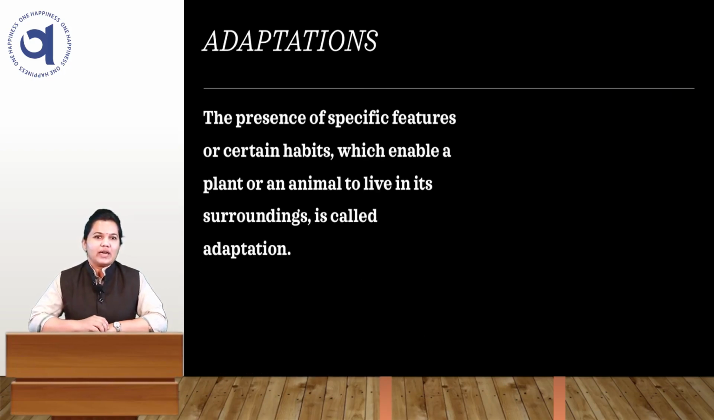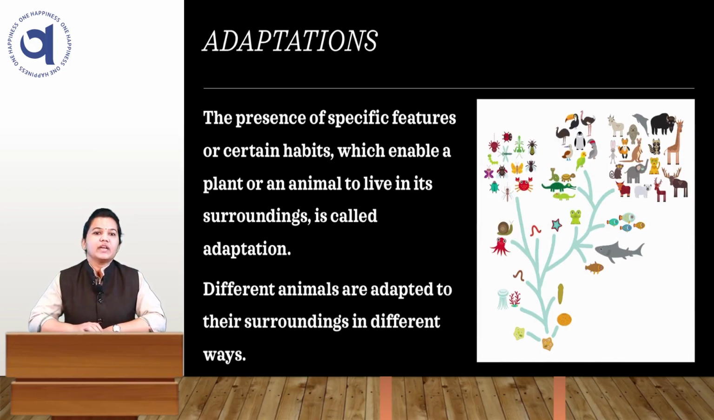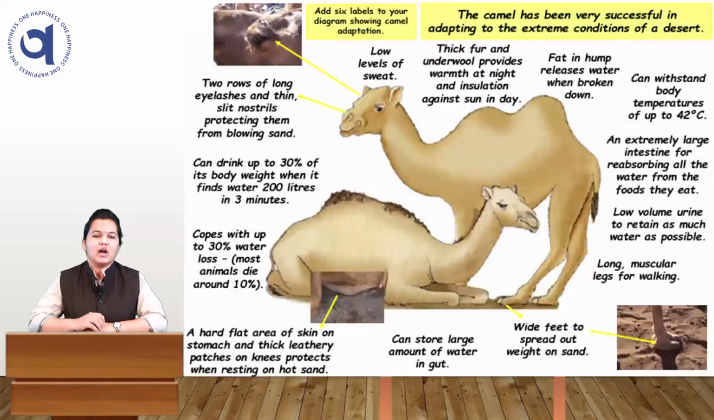Now what are adaptations? The presence of specific features or certain habits which enable a plant or an animal to live in its surroundings is called adaptation. Different animals are adapted to their surroundings in different ways. For example, we can see here a picture of a camel.